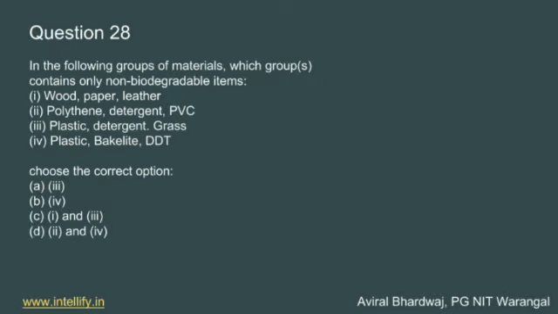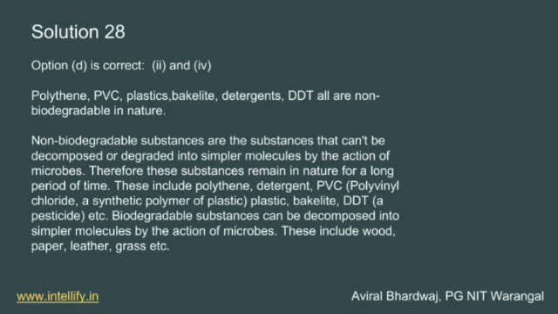Next: in the following groups of materials, which group contains only non-biodegradable items? The options given are wood, paper, leather; polythene, detergent, PVC; plastic, detergent, glass; plastic, bakelite, DDT. Choose the correct option. It is an MCQ type question. Firstly, you should know the difference between biodegradable and non-biodegradable.